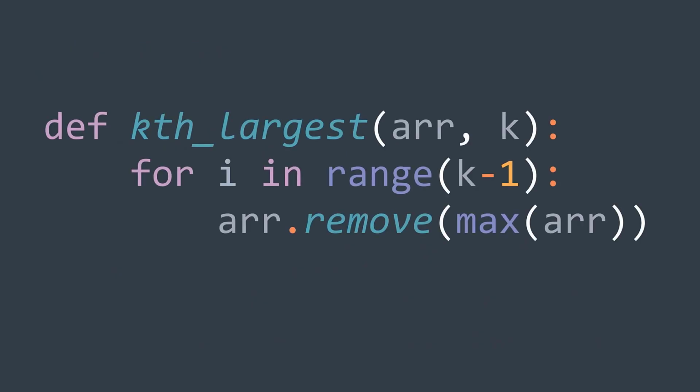In code, we have a for loop that is repeated k minus 1 times where we remove the maximum element. After the loop, we return max of R. That's it.